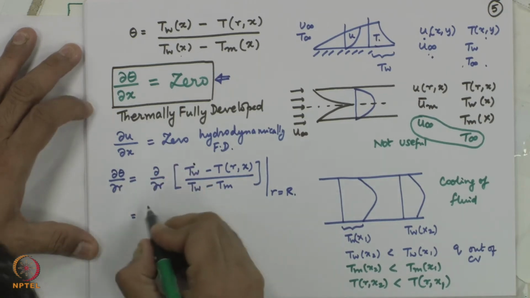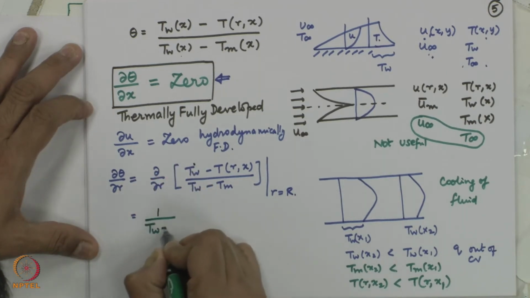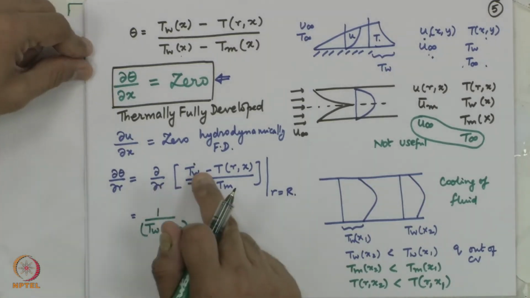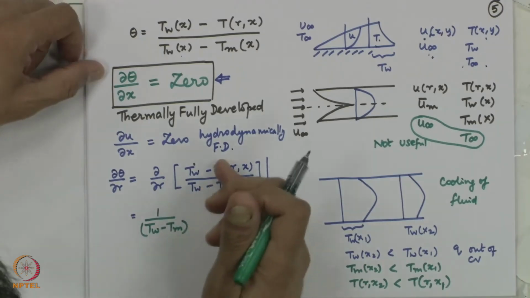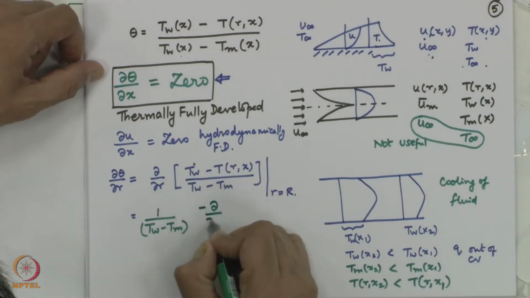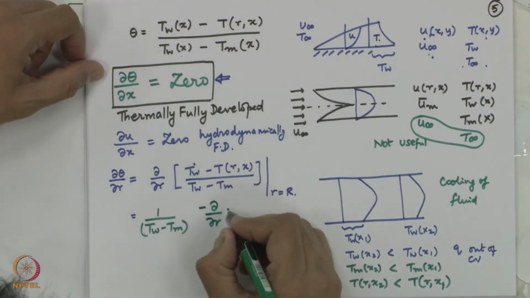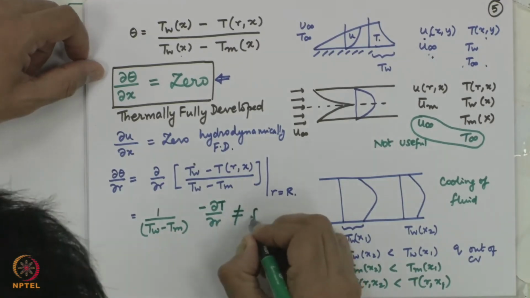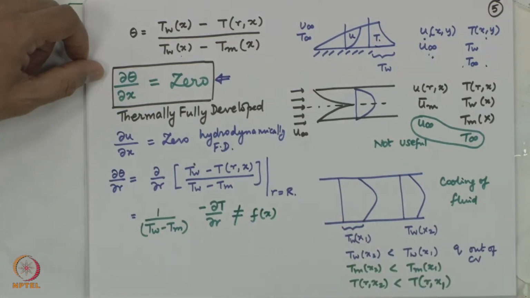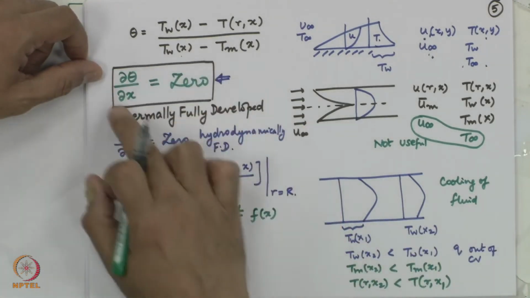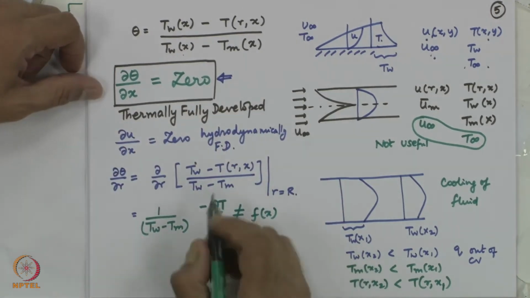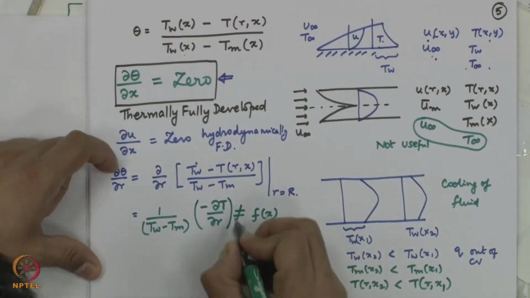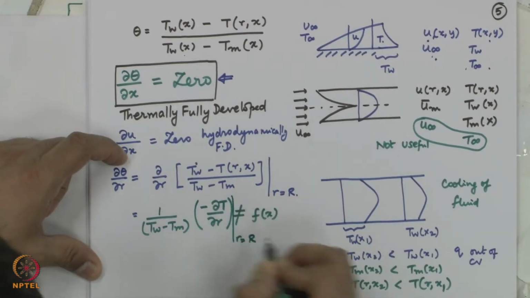So what I am going to get is 1 over T wall minus T bulk mean, which is only a function of x. The derivative of T wall with respect to r is 0. The derivative of this quantity is nothing but minus d by dr of T local, and this is not a function of x. Why? Because this quantity by itself was not a function of x, so its derivative with respect to r is also not a function of x.